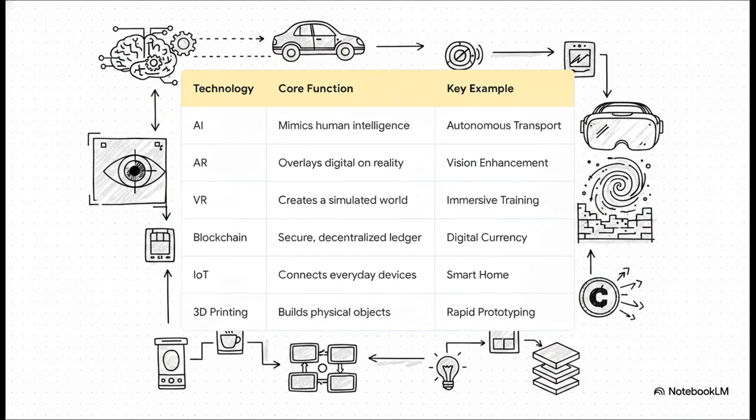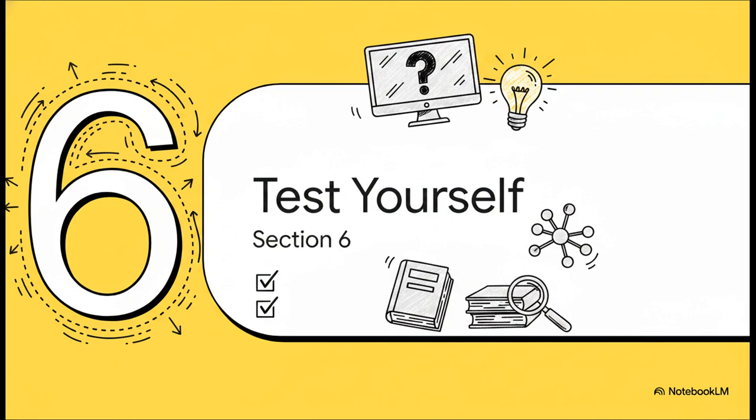Blockchain is your secure, decentralized ledger. IoT connects all our everyday devices, and 3D printing builds physical objects right from a digital file. Seriously, pause here, take a screenshot of this. It's your ultimate cheat sheet. And now it is over to you.